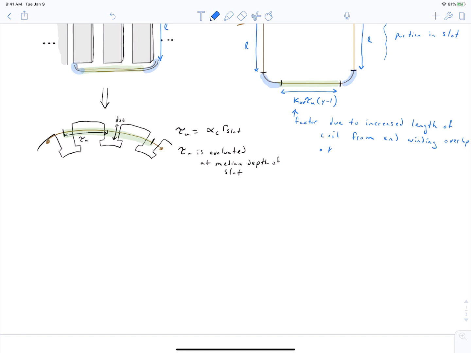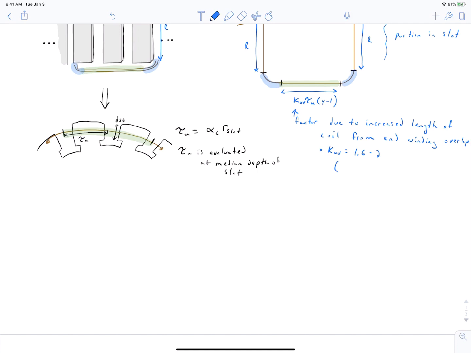And typically KOV is between 1.6 and 2. I'm going to be posting a paper on Canvas that you can take a look at, in which they summarize this range of 1.6 to 2, and they've extracted it from experimental results. That is, they've actually taken a look at a bunch of motors and measured KOV. They've determined that it's typically between 1.6 and 2.